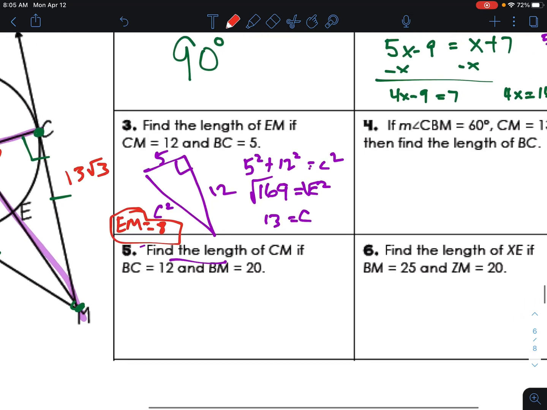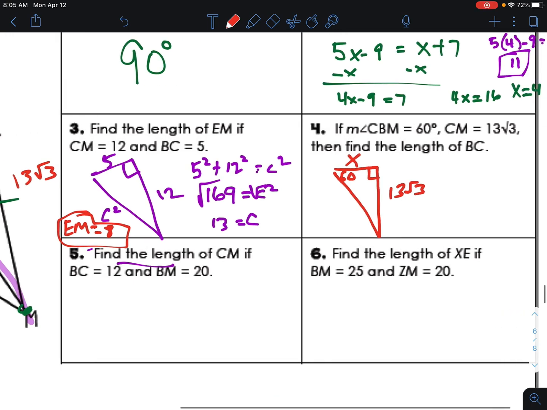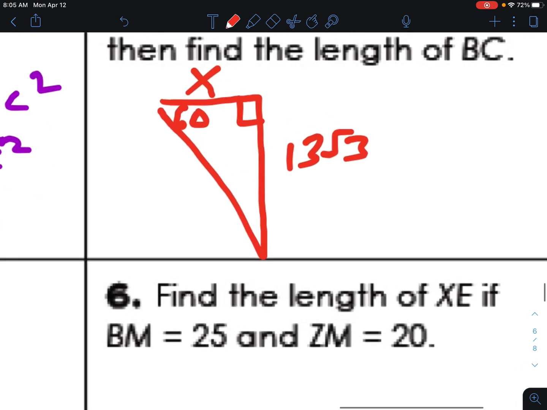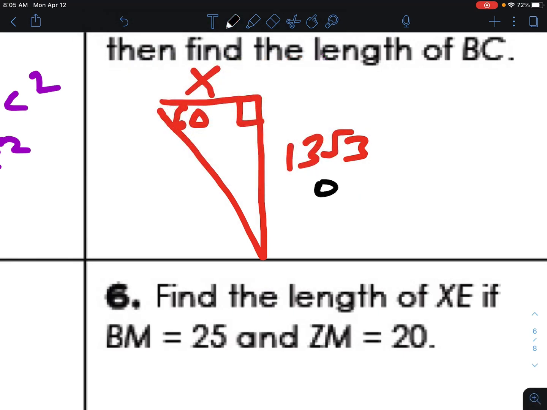So I'm going to draw our triangle again. That's the 90. That's 60. This is 13 radical 3. And we want to find BC, which is this length right there. We'll call that X. Well, this is where we're going to use trig. This is why we went over it. This is the opposite side. That's the adjacent side. Sine, cosine, or tangent. We are going to use tangent.